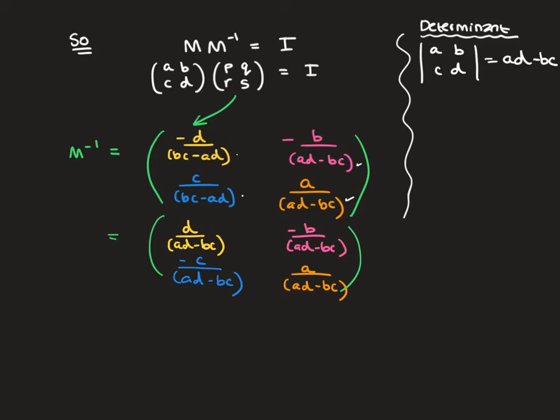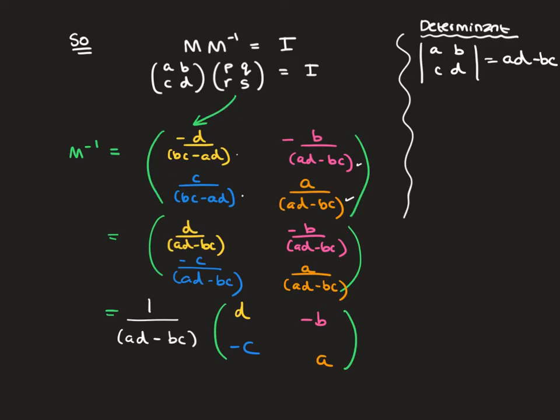So here's what we can do. We can factorise out a factor of 1 over AD minus BC, like this. And then what do we have left in the matrix? Well, top left-hand corner we have a D, and bottom right-hand corner we have an A. Top right-hand corner we have negative B, bottom left-hand corner we have negative C.